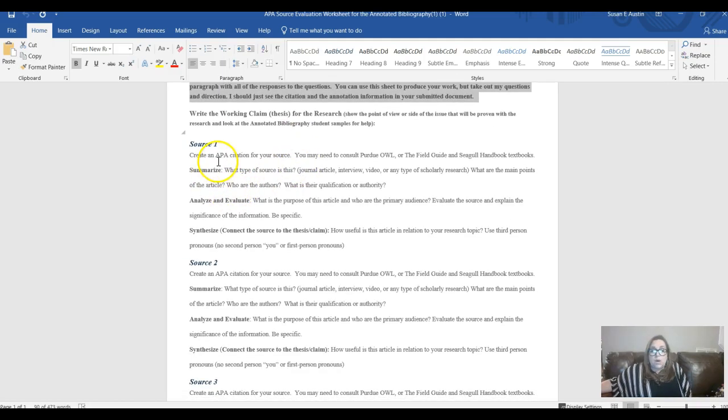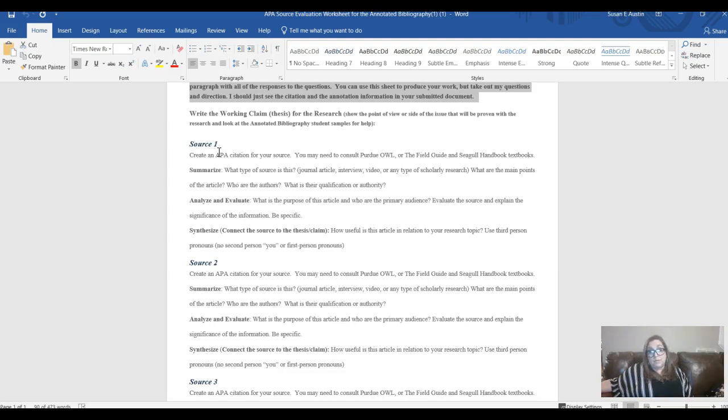Okay, so with source 1, you're going to create an APA citation. In one of the earlier videos, I showed you how you could utilize the JCC databases and how they will help you form the citation. You also have the Siegel Handbook, and I strongly encourage you to use that. And even if you use a citation helper with the databases, I want you still to check the Siegel Handbook, because a lot of times those citation generators make mistakes.